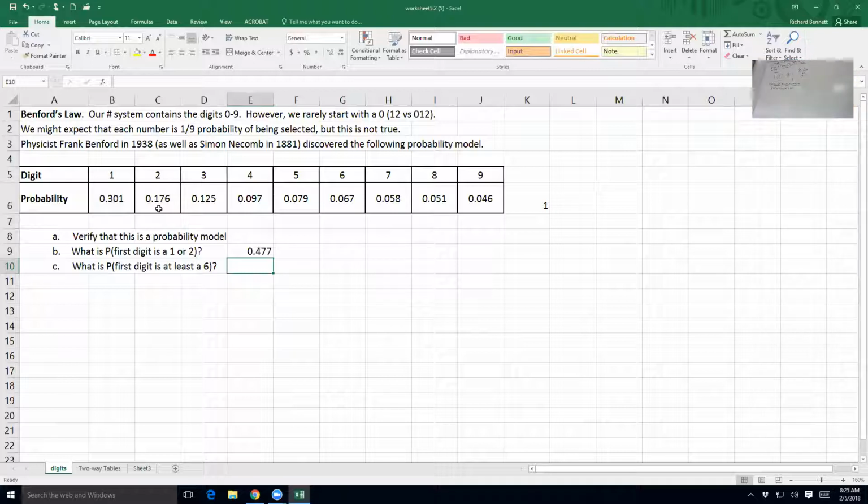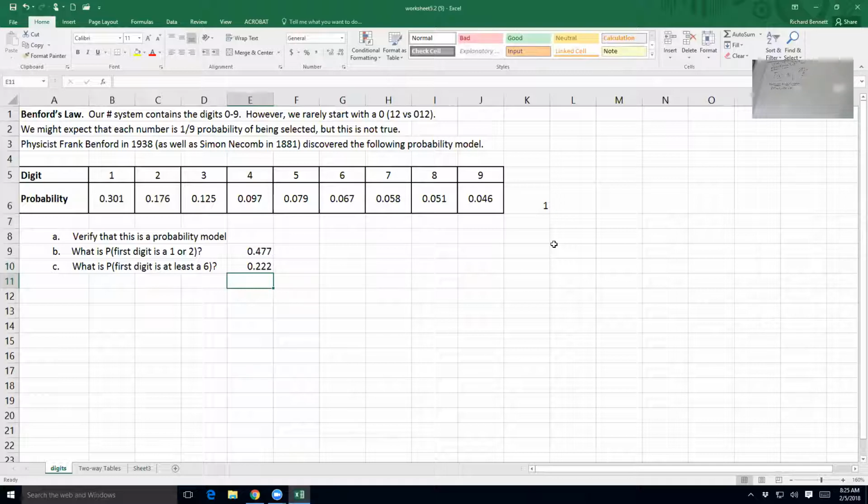Now that you've figured that out, can you tell me the probability that the first digit is at least a 6? I'm trying to make sure David's learning here. So if it's at least a 6, what's the probability of the 6? 6, 7, plus what? At least a 6. All of them. Yeah, I could add them all up just like this, which is 0.222.